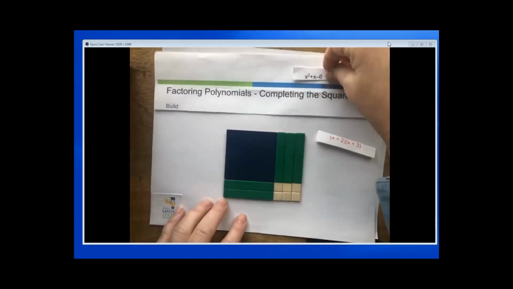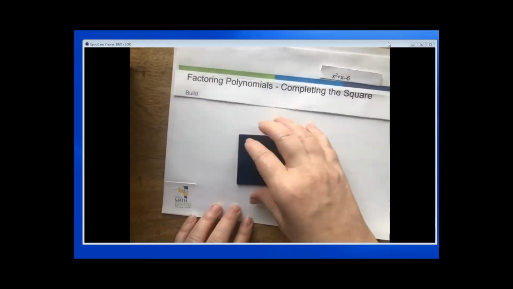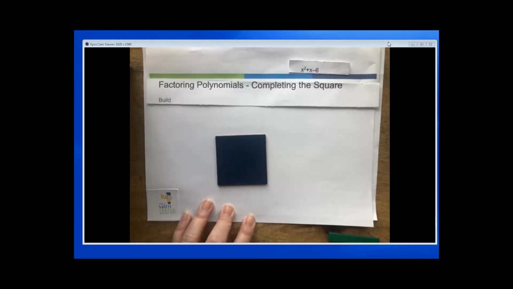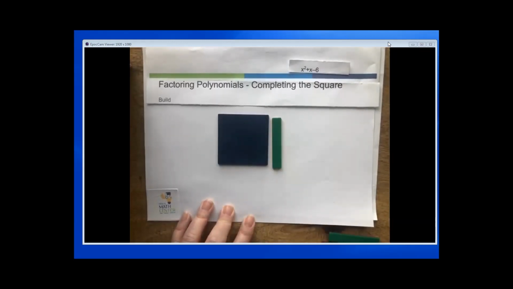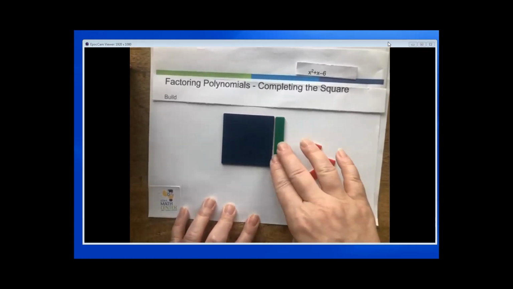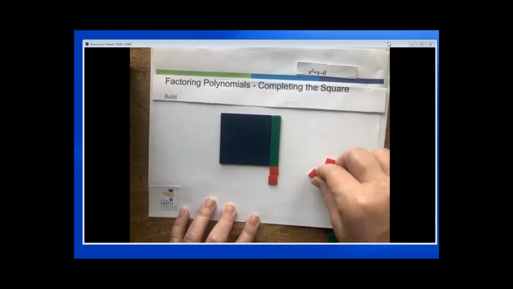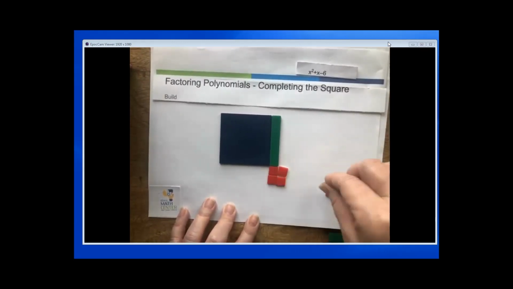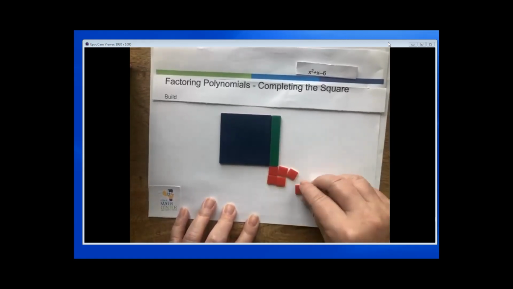Let's try another one. So I'm just going to bring in what I have there. An x squared, 1x, and a negative 6. And I'm trying to complete a square with it. Okay, so I can do that. I can do this. I already see this is going to be an issue. Okay, I can line them up like that.